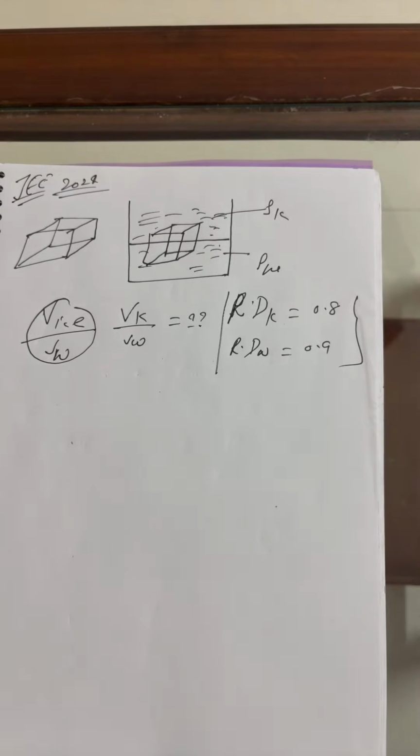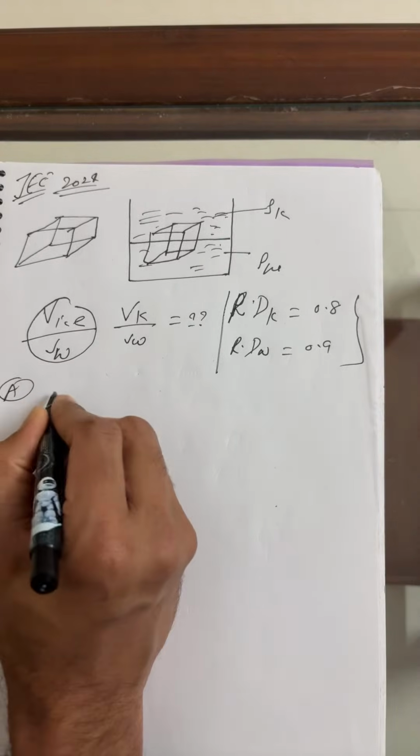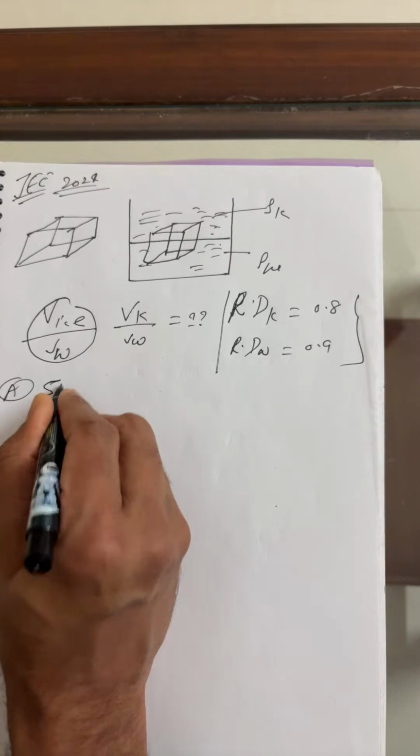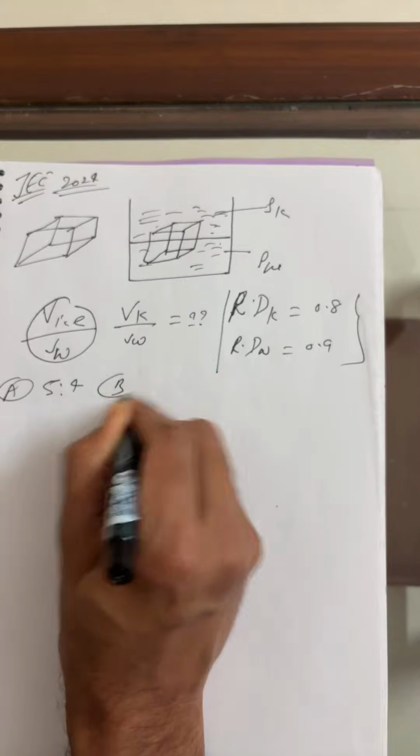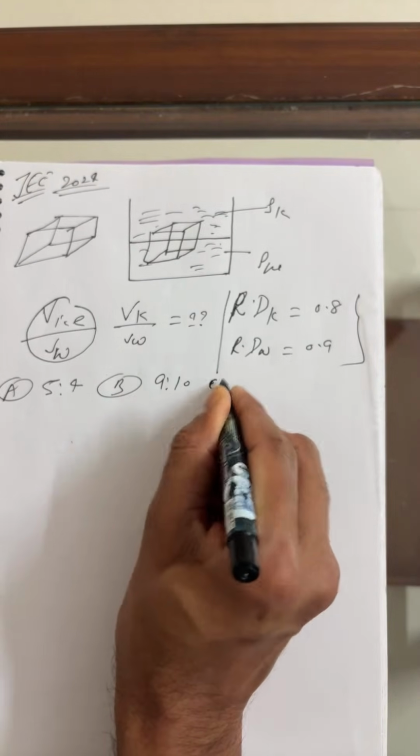What is the meaning of thermodynamics over here? Why are you thinking thermodynamics here? Okay, anyone, I'm just writing the options here. So this is the option, 5 is to 4, 9 is to 10.